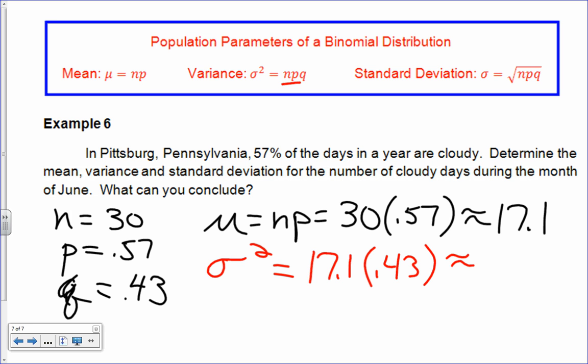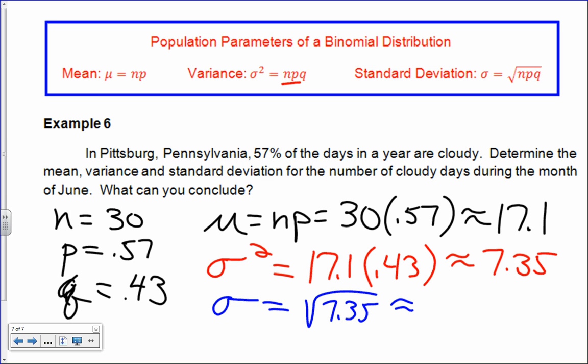So how many days in that month, how far would it vary, right? That's what we're talking about there. And it's about 7.35. And unfortunately, that's number of days squared, right? That's not even the same units we started with. So we go for standard deviation. And how do we do that? We take the square root of that. So we would expect it to vary from 17.1 by about 2.71 days, correct? So again, about 17.1, but give or take about 3 days would give me a good percentage of the possibilities, right? That's what you can conclude.